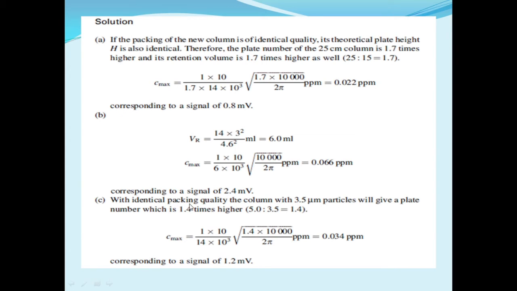In column packing, this N is the theoretical plate number. With identical packing quality, the column with 3.5 micrometer particles will give a plate number which is 1.4 times higher. Therefore 1.4 into 10,000 upon 2 pi ppm is equal to 0.034 ppm, which corresponds to a signal of 1.2 millivolt.